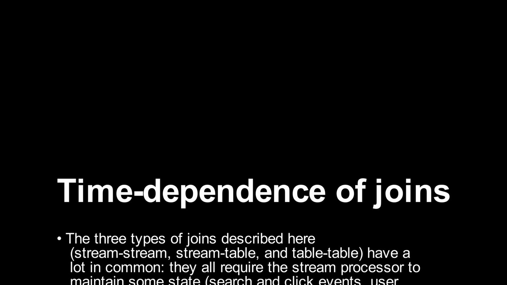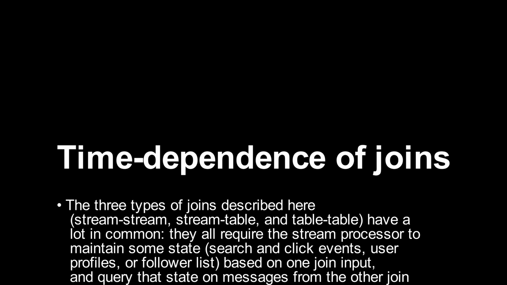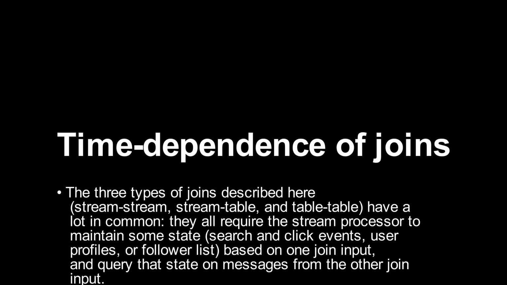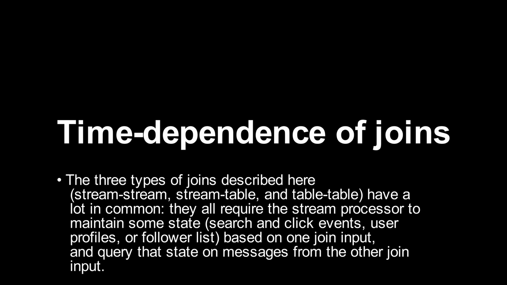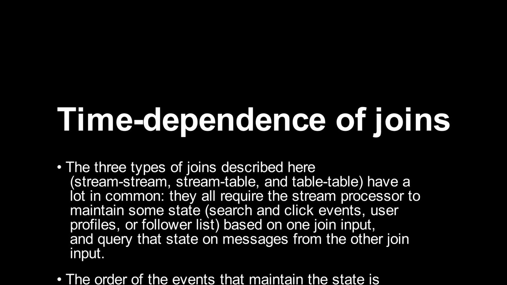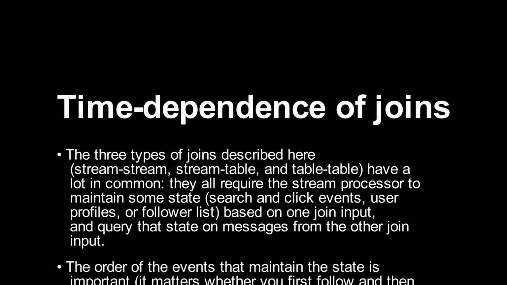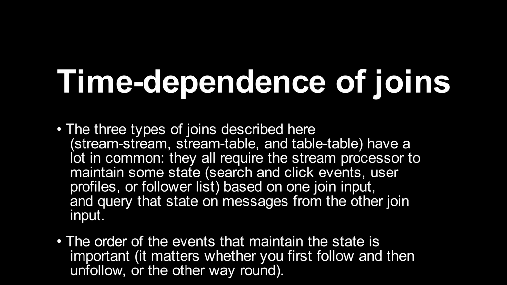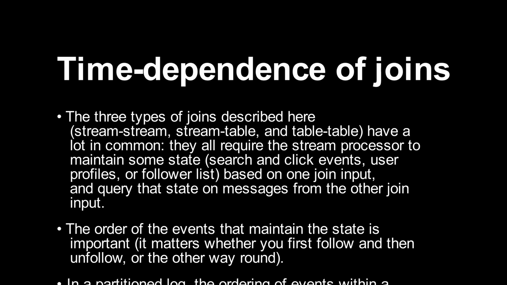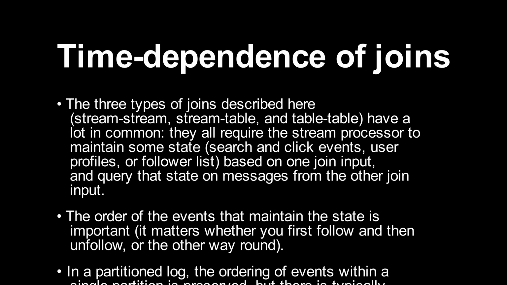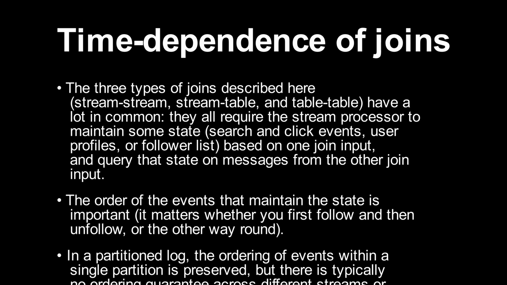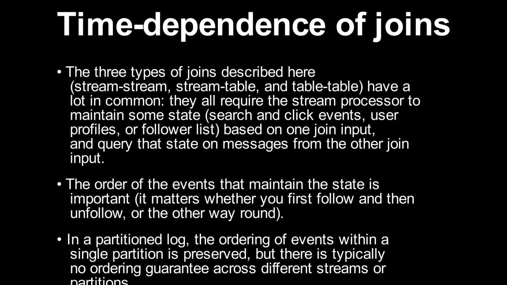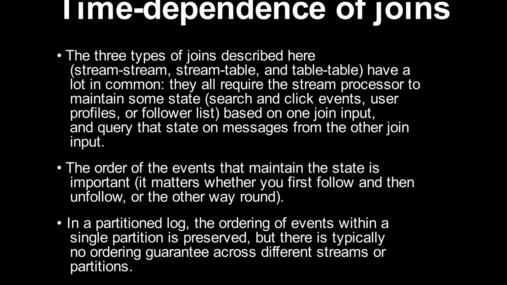Time dependence of joins. The three types of joins described here, stream-table, and table-table, have a lot in common. They all require the stream processor to maintain some state (search and click events, user profiles, or follower lists) based on one join input, and query that state on messages from the other join input. The order of the events that maintain the state is important.